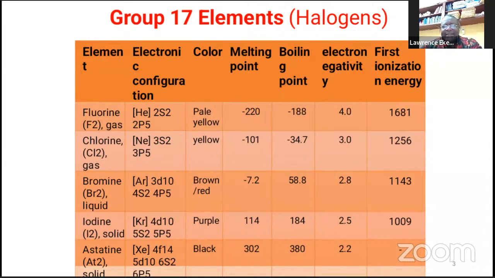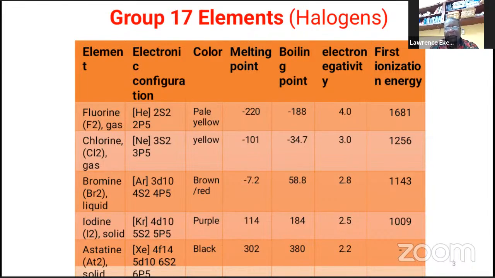In their elemental states, the halogens form diatomic molecules, and let's just do a summary before we go into details. The most reactive among them is fluorine, while the least reactive is astatine and Tennessee.